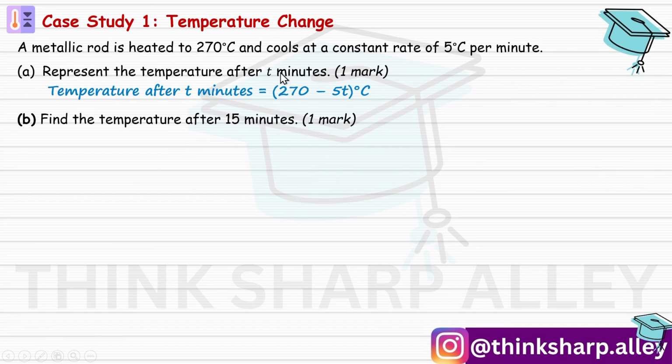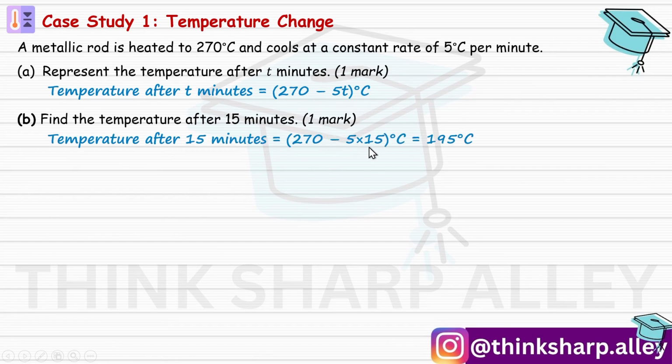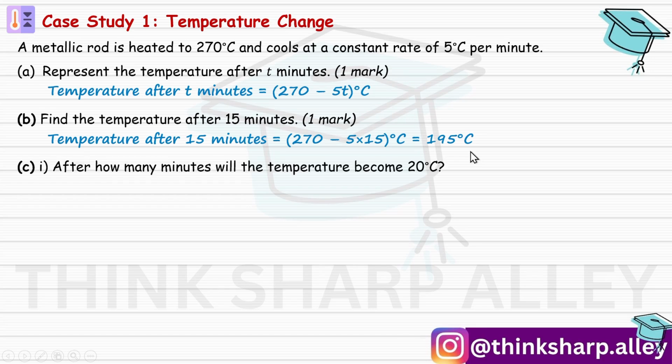So in place of t, now they have given us a value, 15. So I'll just substitute in place of t. So temperature after 15 minutes is going to be 270 minus 5 times 15, which is 195 degrees Celsius. Part C. After how many minutes will the temperature become 20 degrees Celsius? Let us take after t minutes, the temperature becomes 20 degrees Celsius.